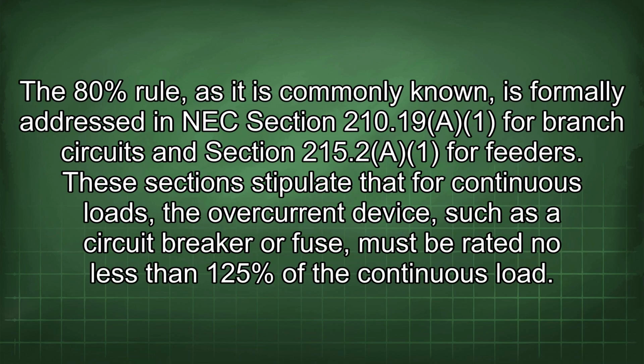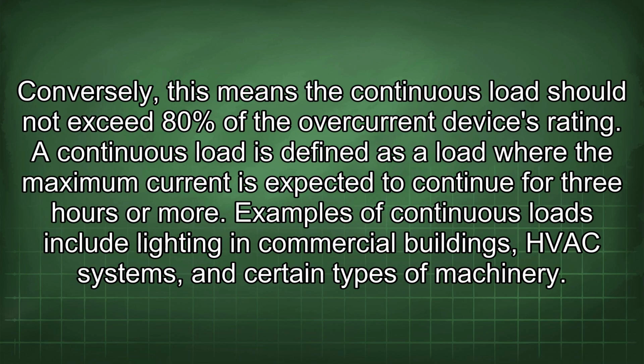The 80% rule, as it is commonly known, is formally addressed in NEC section 210.19(A) for branch circuits and section 215.2(A) for feeders. These sections stipulate that for continuous loads, the overcurrent device, such as a circuit breaker or fuse, must be rated no less than 125% of the continuous load. Conversely, this means the continuous load should not exceed 80% of the overcurrent device's rating.